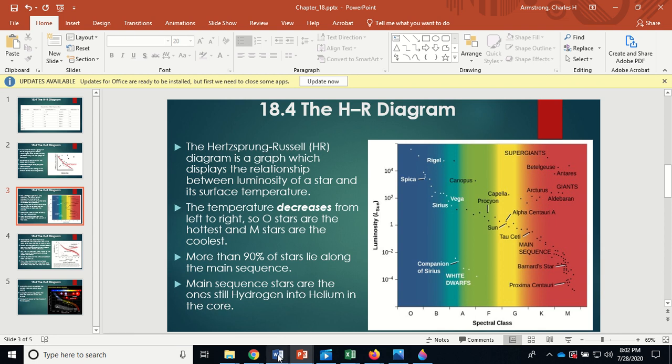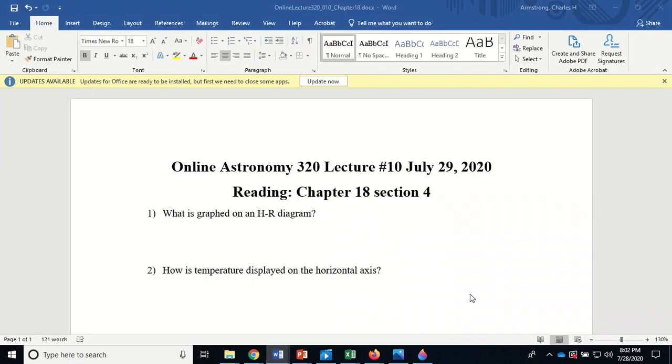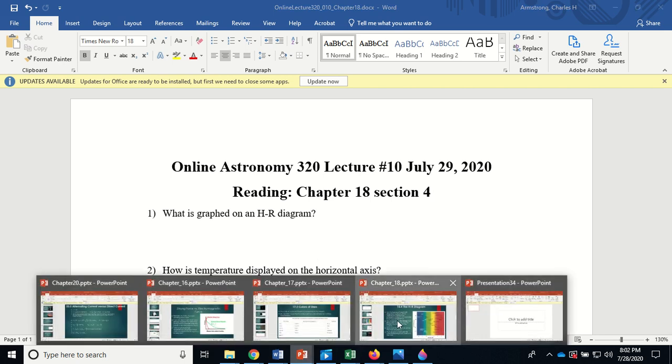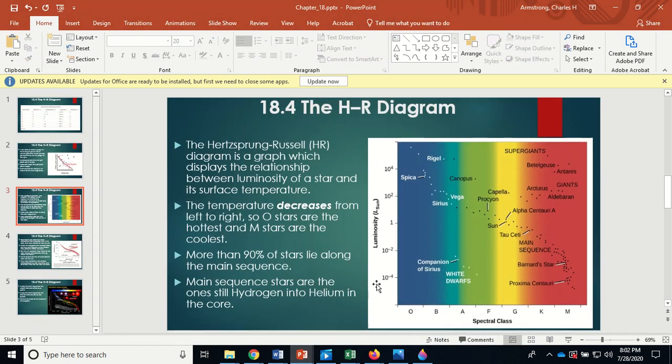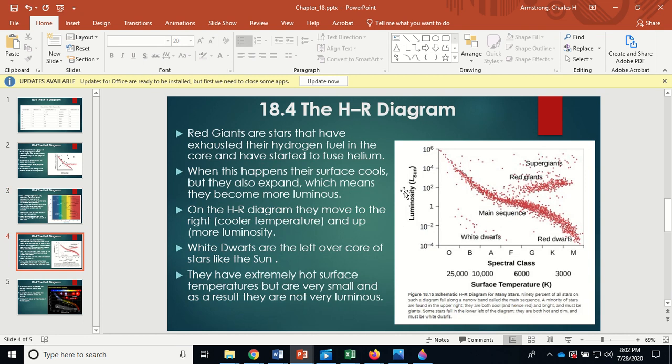Okay, so we go over here to our online thing. What is graphed on the HR diagram? Luminosity versus surface temperature. This is luminosity, and then here, this will show it better. This is luminosity. Okay, one is the luminosity of the sun, so it would be someplace in here, versus surface temperature. So we've got the surface temperature here, 25,000 down to 3,000. Okay, so that's what's being graphed on that thing.